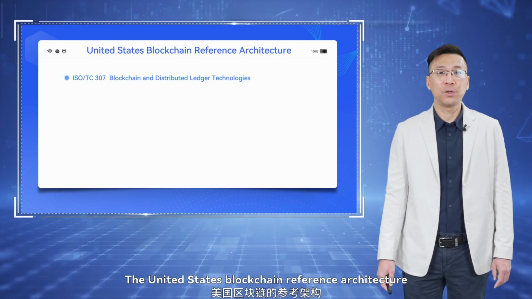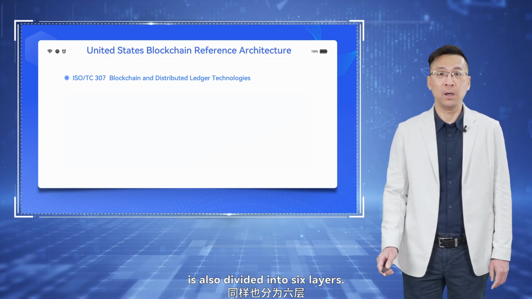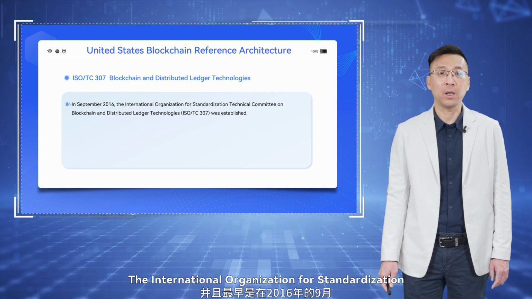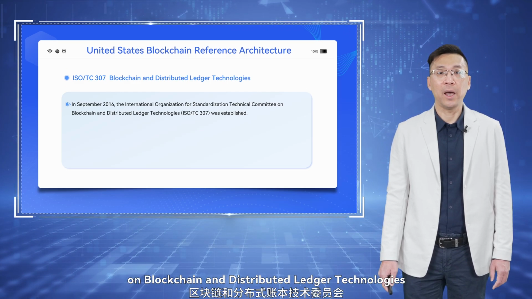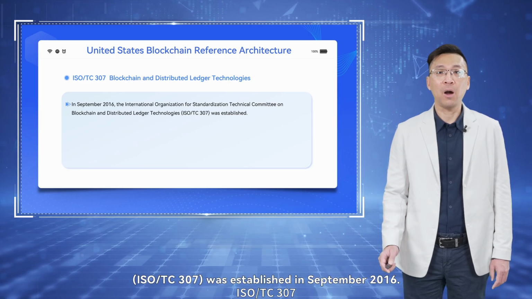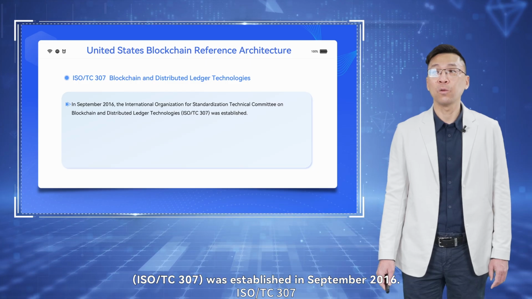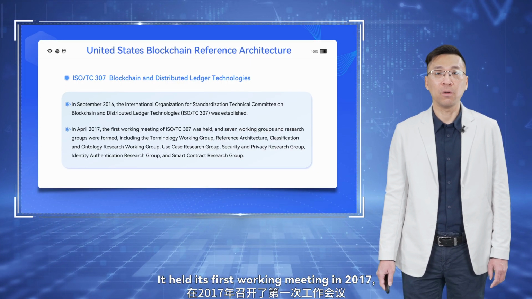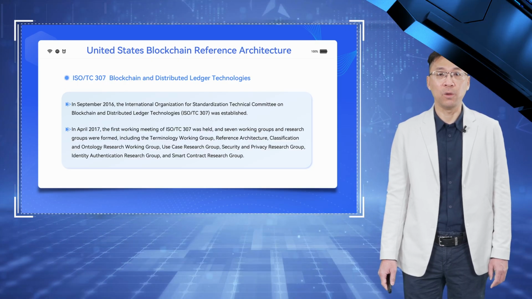The United States blockchain reference architecture is also divided into 6 layers. The International Organization for Standardization Technical Committee on Blockchain and Distributed Ledger Technologies, ISO TC 307, was established in September 2016. It held its first working meeting in 2017, forming 7 working groups and research groups.